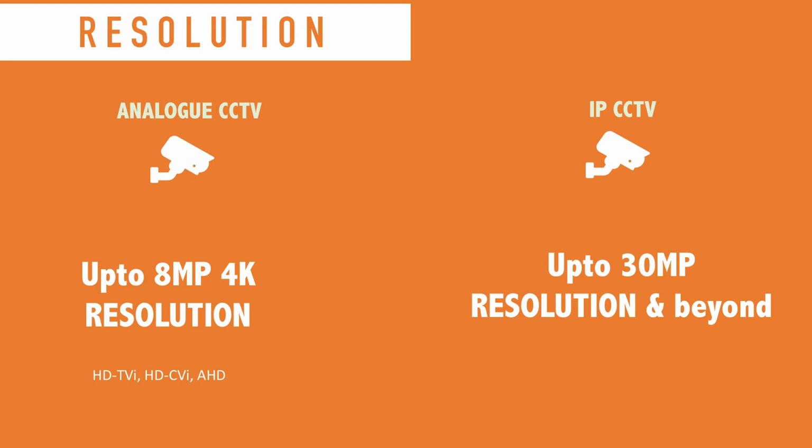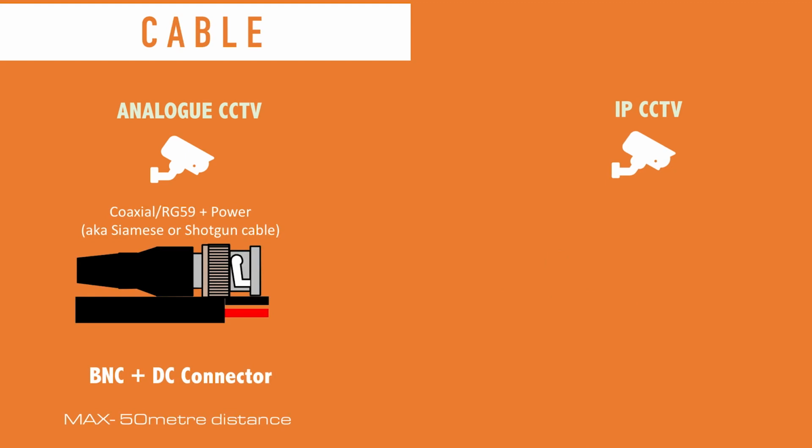If we jump onto the cable, analog CCTV uses coaxial cable, which is actually a traditional type of cable used in the CCTV industry. You might recognize this connector. It's known as a BNC connector, and you'll also hear of a DC connector, which is the power connector the camera would often have. Other names for the coaxial cable are RG59 and power, or Siamese and shotgun cable. The reason it's called Siamese or shotgun is because you've got two cables joined together.